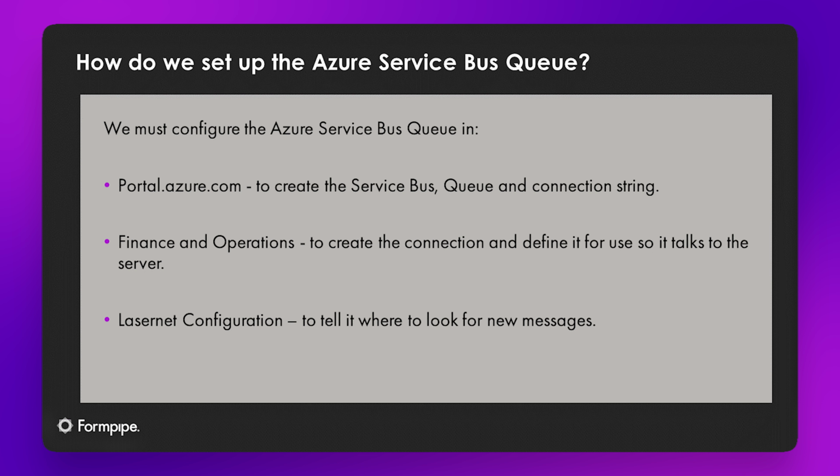The second place we need to go is into finance and operations to tell finance and operations what connection to use when it's trying to talk to the server. Then the third place we need to go is into Lasernet to tell Lasernet what connection to look at for messages coming from finance and operations. So let's start by going into Azure and configuring our Service Bus, our queue, and our connection string.